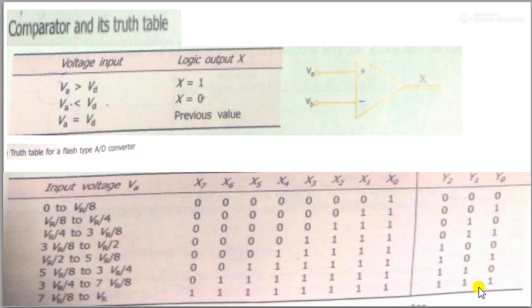So here our main focus is that we compare the analog signal with the reference signal. If the analog input is higher, the output will be 1, otherwise the output will be 0. So this is the logic behind this flash type A to D converter.